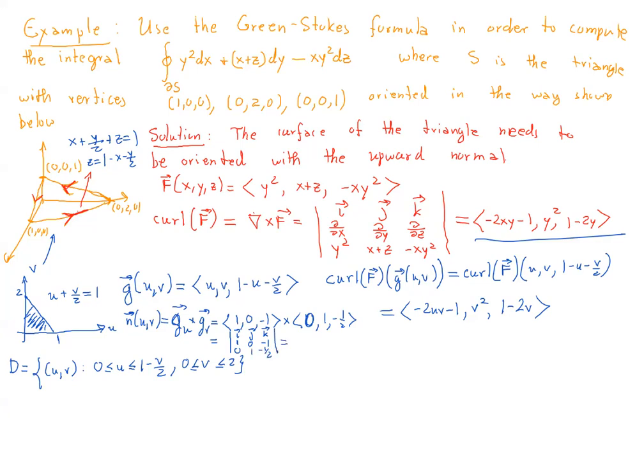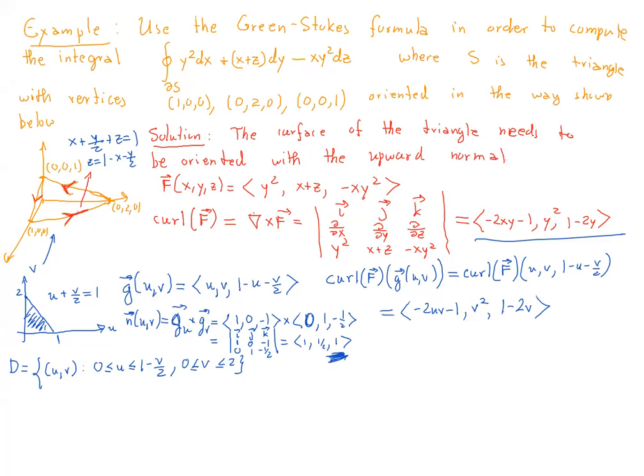And this will be 1, the middle one will be 1/2, and the last one will be 1. What is important to see here is that the last coordinate is positive, which means that this is compatible with the orientation that has been chosen on the surface, because we said that on the surface we choose the upward orientation.